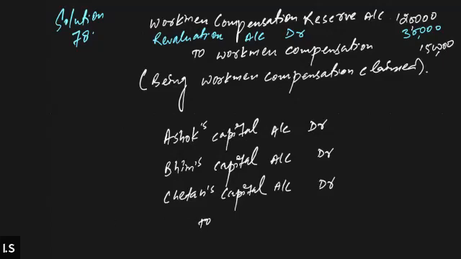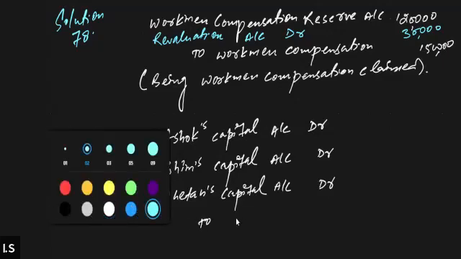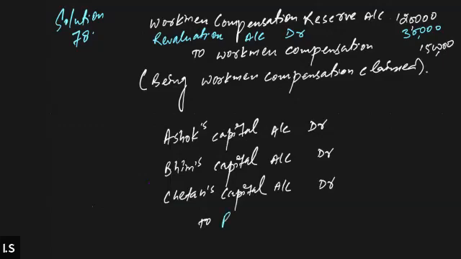Two, we will credit the revaluation account. That means we are distributing all the losses that have arisen, compensation to the old partners in the old profit ratio.